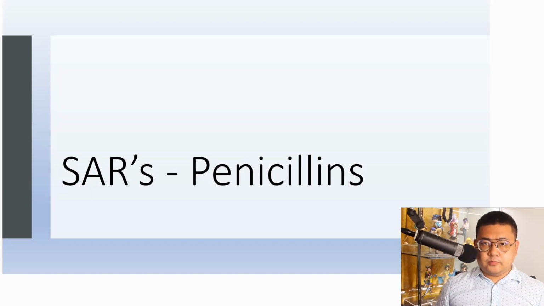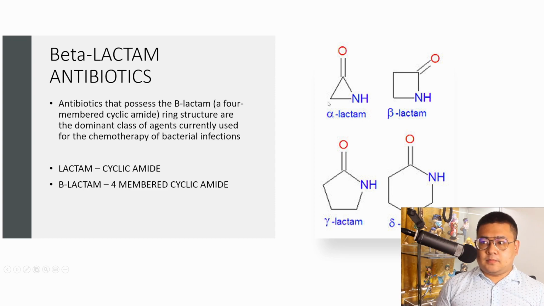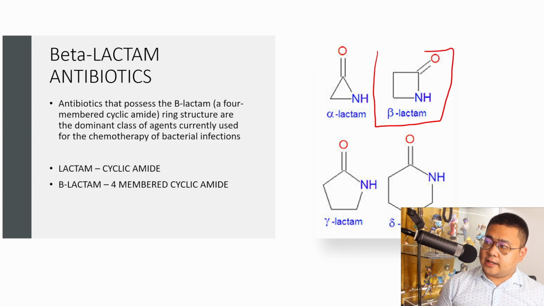Good morning or good afternoon, and in this lecture we will be covering the structure-activity relationships for our penicillins. Before we move on to penicillin proper, let's talk about the beta-lactam. All our penicillins and all our cephalosporins are beta-lactam antibiotics, and they all possess this structure. Antibiotics that possess the beta-lactam ring are the dominant class of agents currently used for the chemotherapy of bacterial infections. The beta-lactam antibiotics all carry this structure right here.